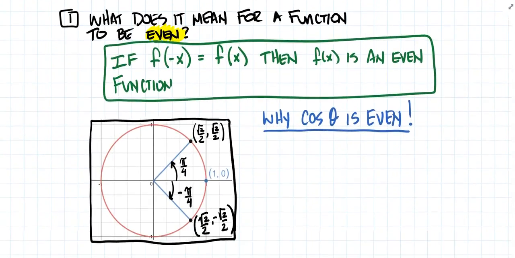What does it mean for a function to be even? Well, you may recall from chapter 1 that if f of negative x is equal to f of x, then f of x is what we call an even function. Okay, that's just algebra stuff. So how does that relate to what we're doing with trigonometry?